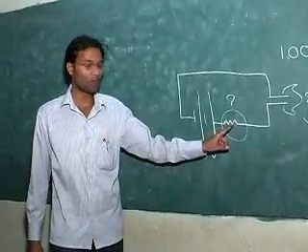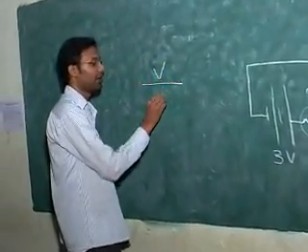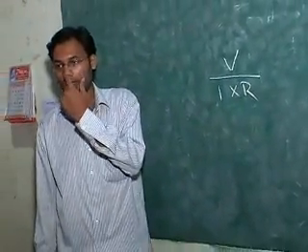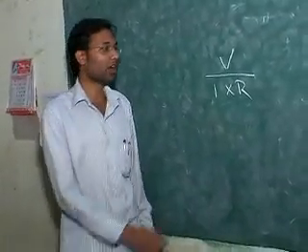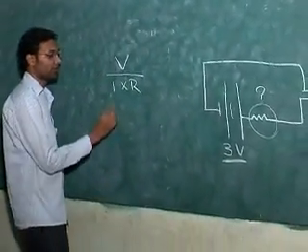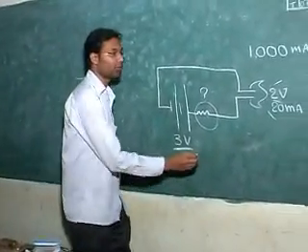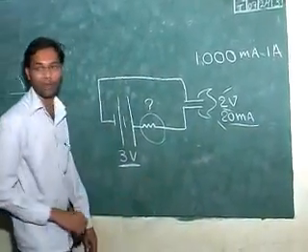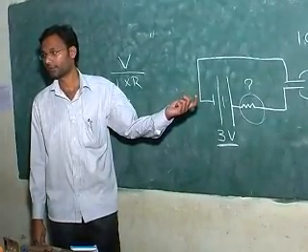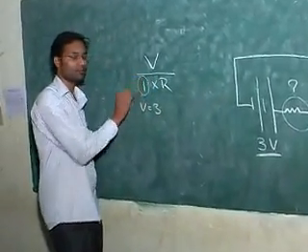To find the value of resistor here, we require a formula called Ohm's law, that is V is equal to I into R. Right? So what is V here? Voltage. How many volts do we have? 3 volts. Let us write down here: voltage is equal to 3. Then how many milliamps of current? 20 milliamps. So milliamps is nothing but current. Current is denoted by I.